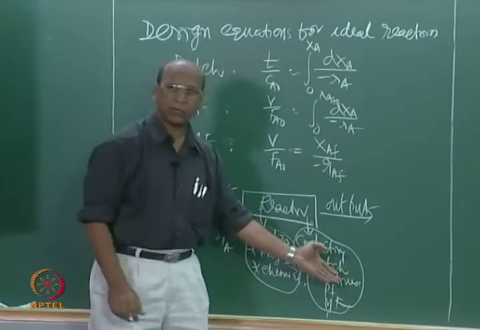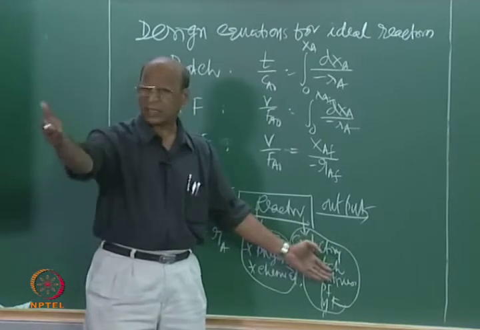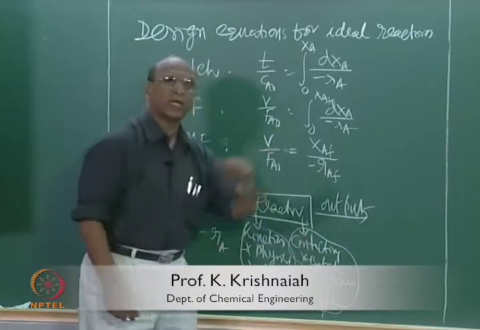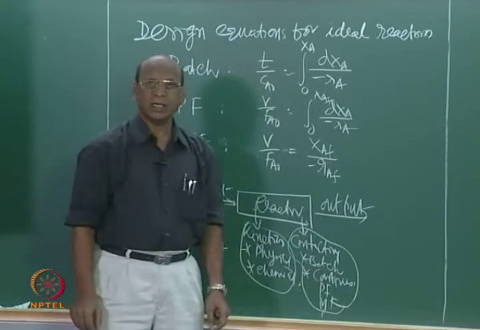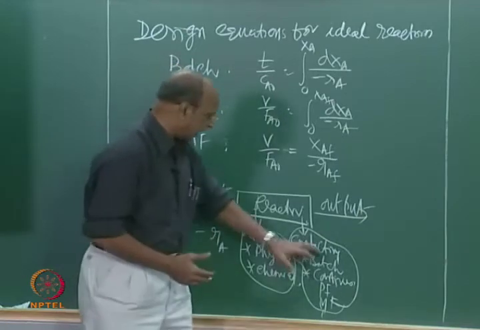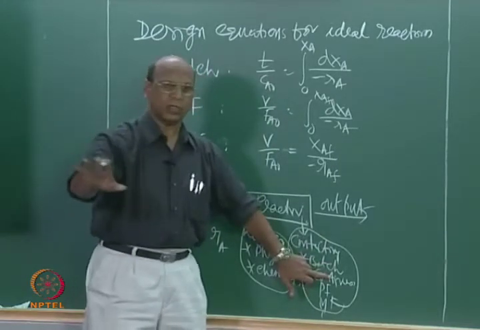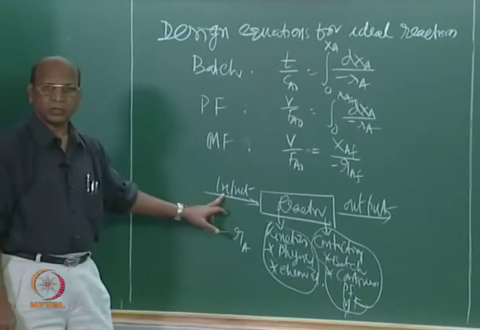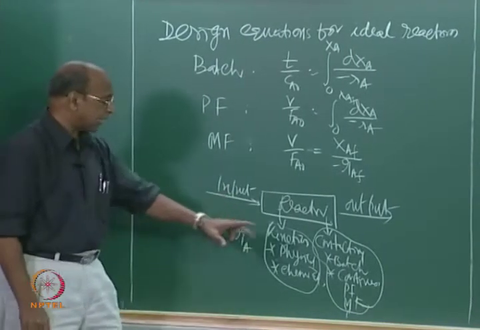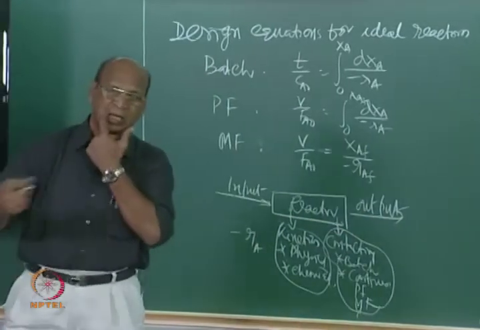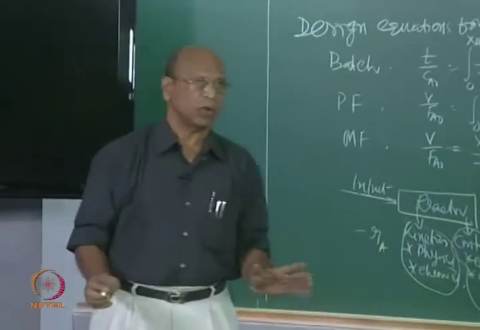This will not suddenly give you the rate. Someone, Abdul, was telling conversion. How can you get conversion the moment you take contacting? You need, to get conversion, what kind of reactor you are going to use, what is the rate expression, and what is the input. Okay. So, now the output will be volume if conversion is known, or conversion if volume is known. That is all.